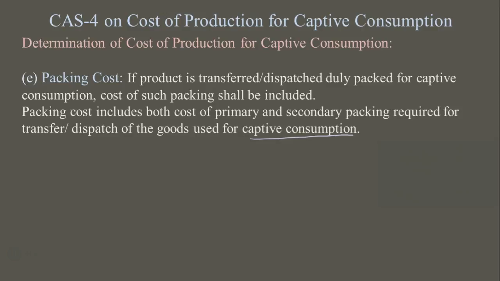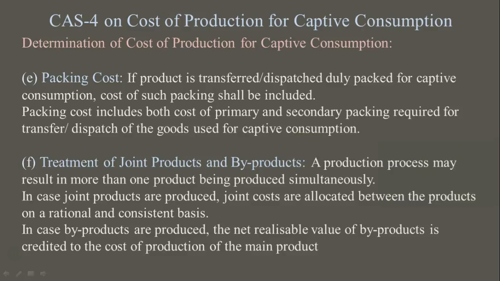Okay guys, quite simple. So, treatment of joint products and byproducts. A production process may result in more than one product being produced simultaneously. When we are producing two or more products jointly, simultaneously, then they are joint products. In case joint products are produced, joint costs are allocated between the products on a rational and consistent basis. We have to just divide the cost. Okay guys?